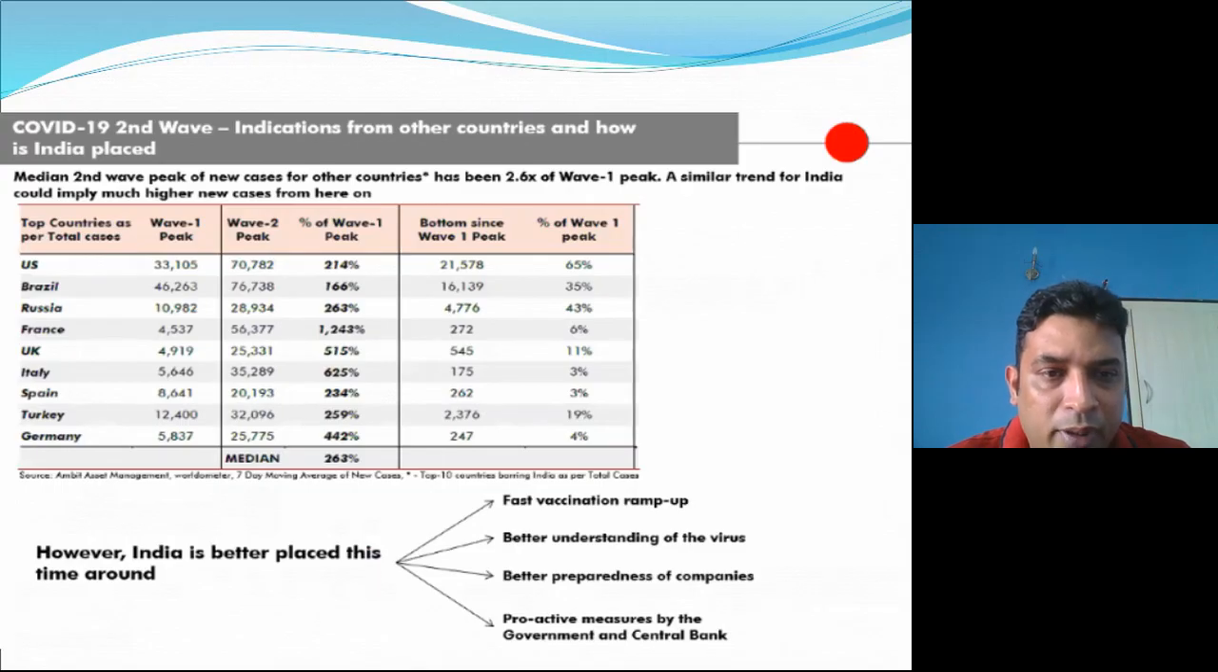if you see the COVID data in the US also, the first wave peak was 33,000 and the second wave peak was 70,000. So it is about a 214% increase in the per day peak. If you see across data points in different countries, it is like a 230 to 260% increase in the second wave peak. India is probably about a 300% peak, so that is quite in sync with the other countries.